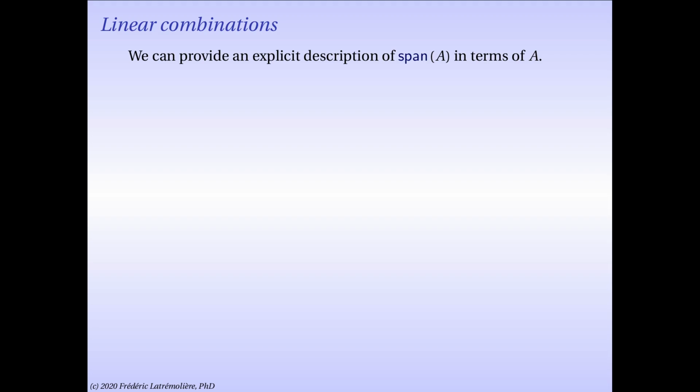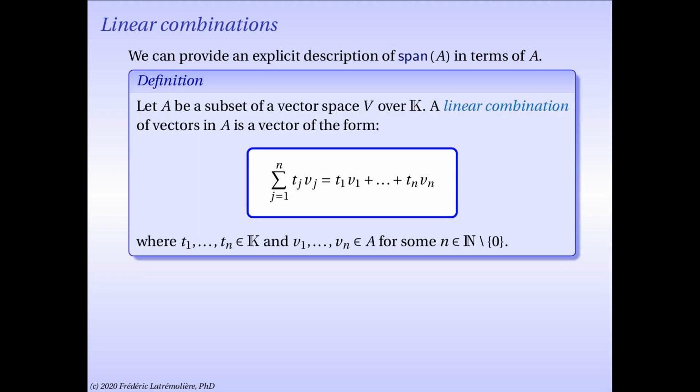But now I'm going to give you a bottom-up approach where I'm going to describe what the vectors of span of A are, so that we can recognize directly a vector as being or not a member of span of A for any subset A. This involves the very fundamental notion of a linear combination of vectors. So let A be a subset of a vector space V. Let K be my scalar field.